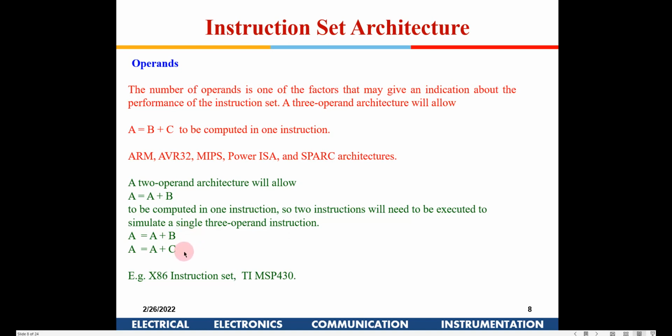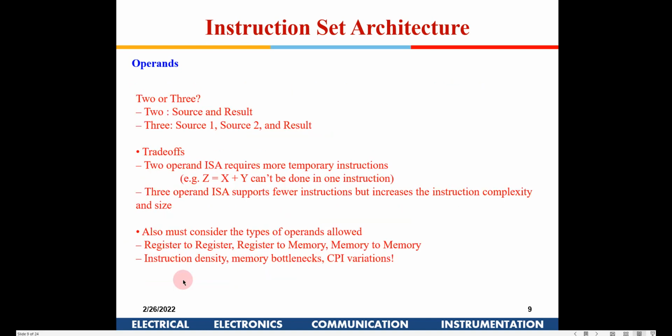Okay, and most of the Intel processors use two operand architecture, starting from 8086 and even today's processors, most of them use a two operand architecture, because it has got some unique advantages which we will see shortly. So 2 or 3, you need to make a choice based on your requirement.